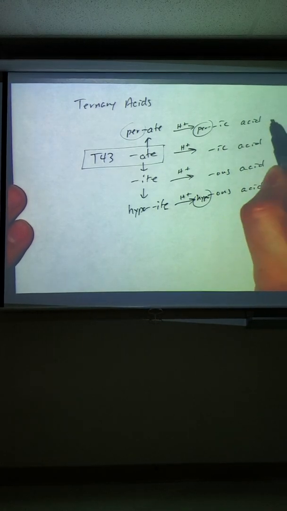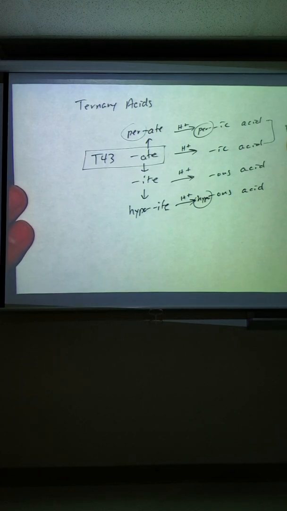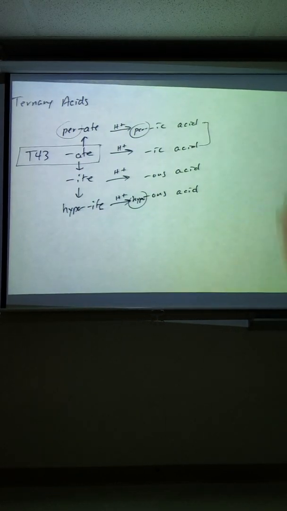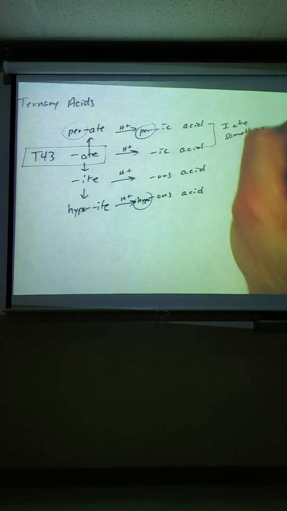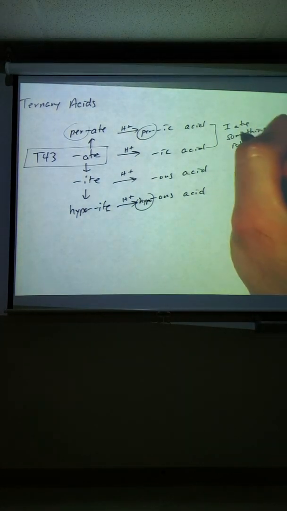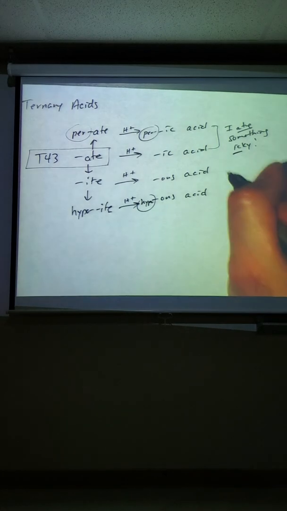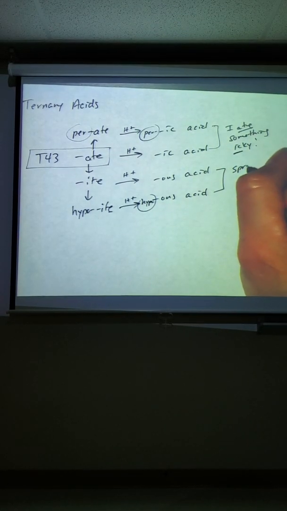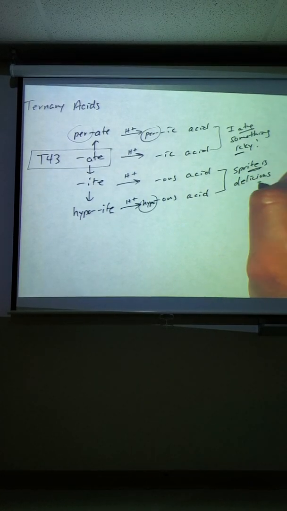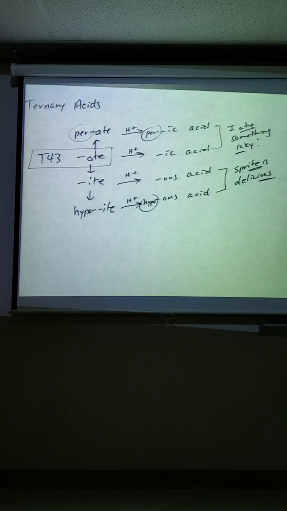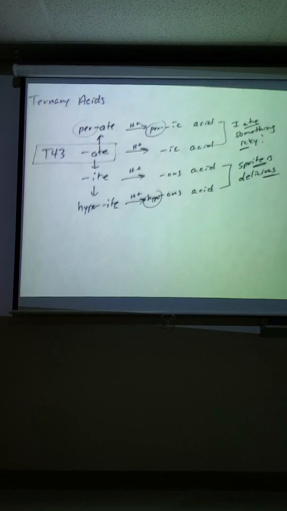A fun way to remember these is if you came from an ate ion, even if it's a per-ate ion, you could remember something like "I ate something icky." So ate ions give you icky acids, basically. So ate goes to ic. For this one over here, you could help remember it with "Sprite is delicious." So ites go to ous acids, and that can help you remember those given a multiple choice or true-false kind of question.